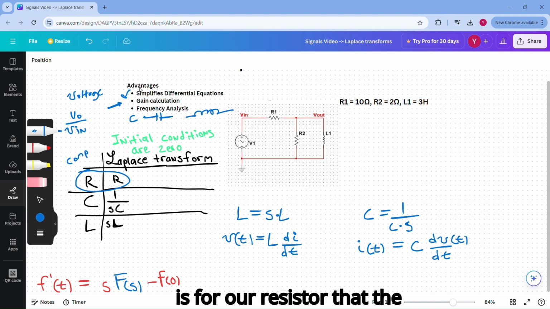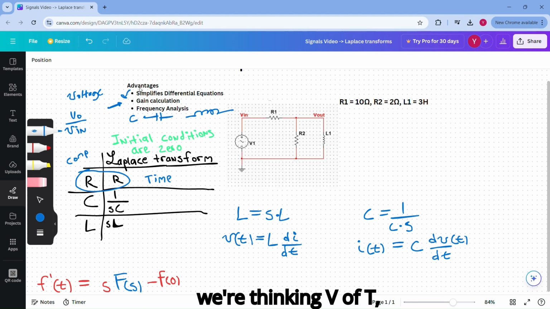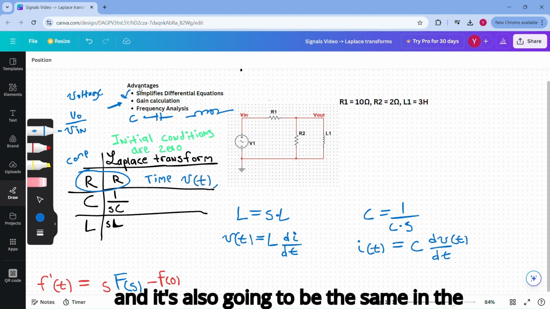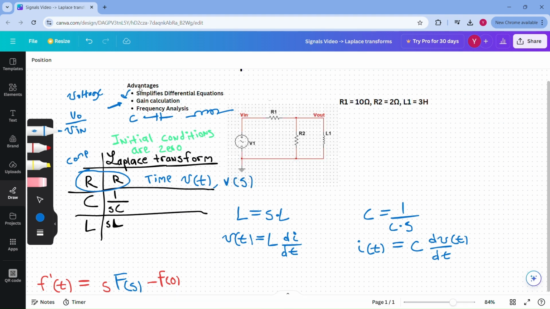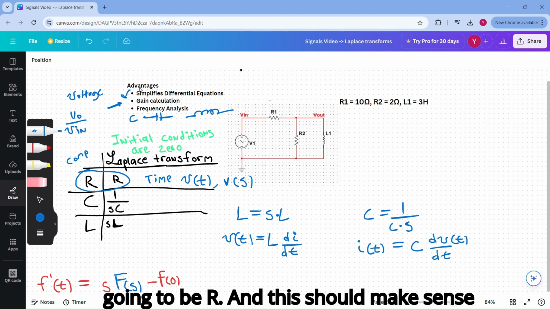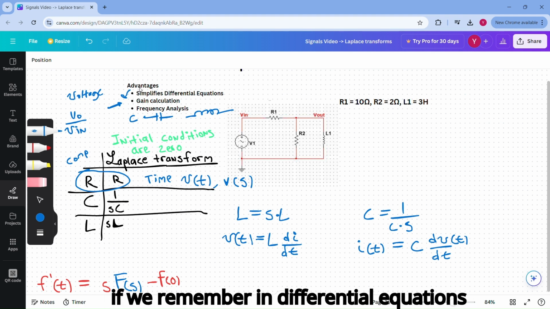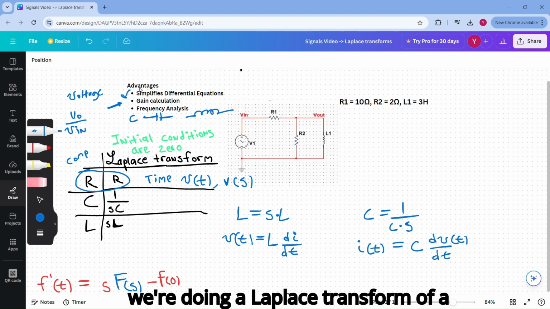What we find is for our resistor that the value of R is going to be the same in the time domain, which is if we're thinking V of t, and it's also going to be the same in the S domain, or the frequency domain, V of s. So our Laplace transform of R is just going to be R, and this should make sense if we remember in differential equations when we did Laplace transforms. Whenever we're doing a Laplace transform of a constant, the constant just comes out.